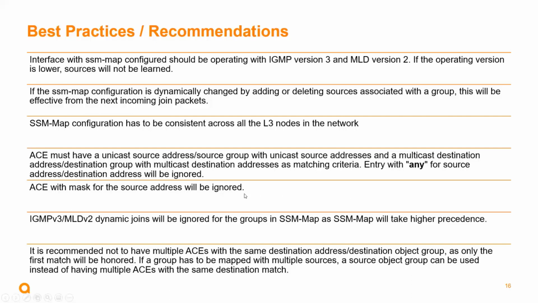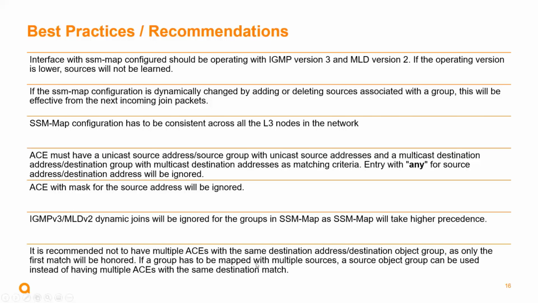We need a /32. So IGMP version 3 and MLD version 2 dynamic joins will be ignored for groups in the SSM-Map, right? Because again, static takes precedence over dynamic. A simple way to keep in mind. And now, it is recommended not to have multiple access list entries with the same destination. Again, in the sense of ACLs, right? The first match will be honored.